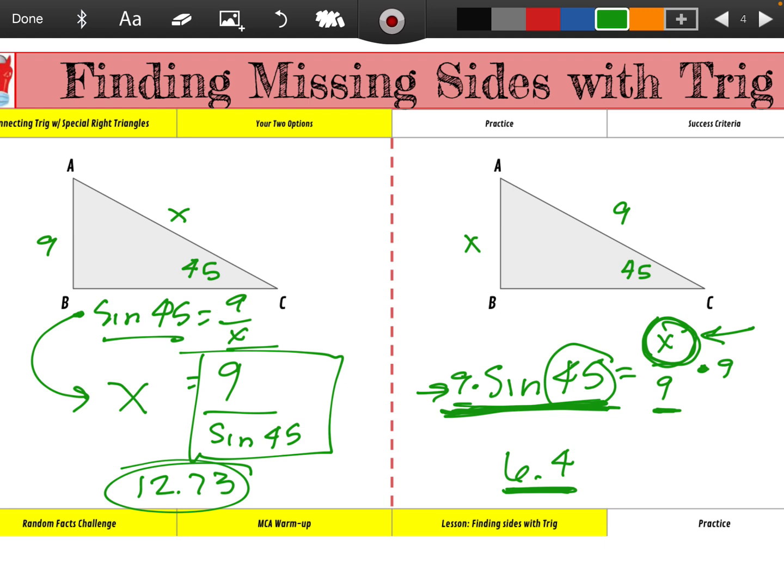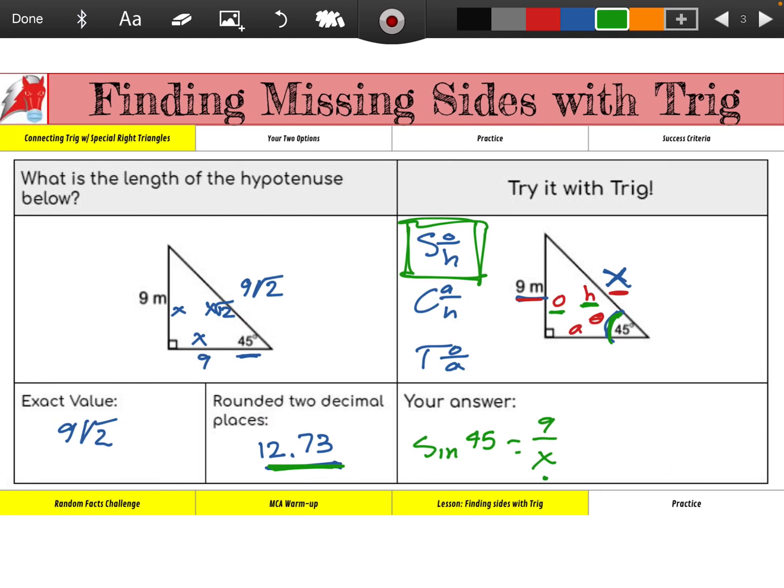And people will say, well, why didn't I just do this? This was so much easier. You are correct, which is why special rights are so nice. But you can always solve it with trig. So you can see we can get the same thing. If you know your special rights, this is why it's a nice thing to have, but you don't need it. But you see how it saves you some time, where I say, oh, well, that's 9 root 2. Boom, I'm done. But you can always solve with trig when we do this.